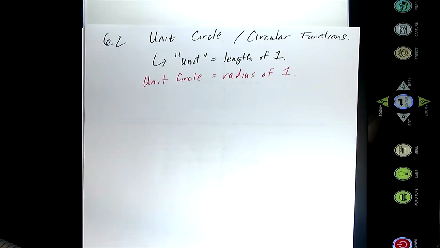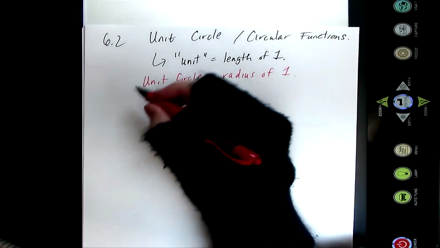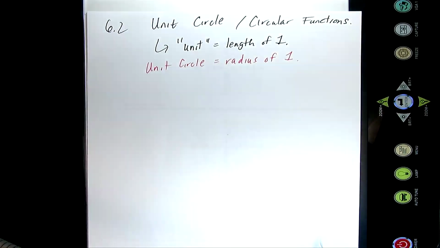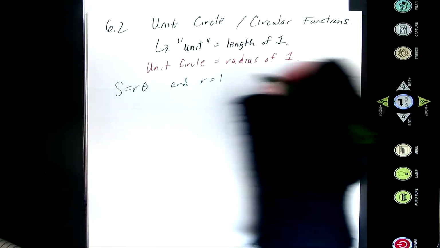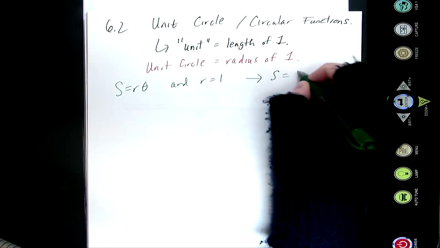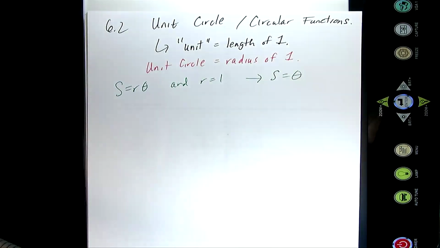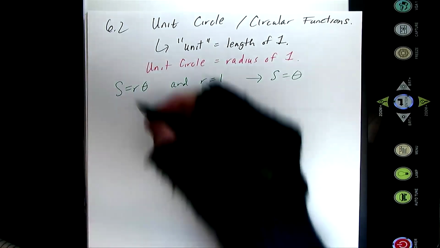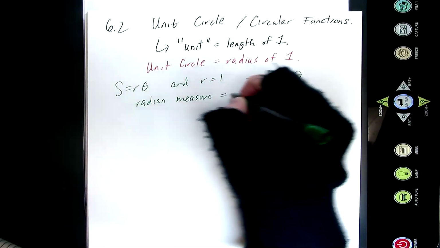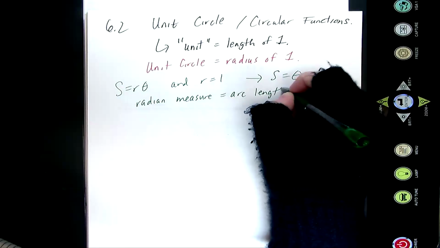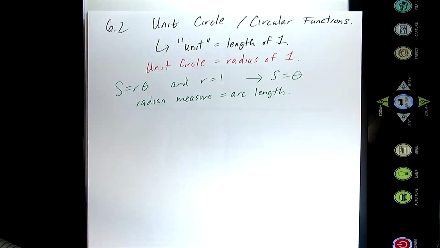I really hate that they do this, because I don't think I've ever used it, but who knows? I'm not an engineer, maybe you'll use this. So if s equals r theta and r equals 1, that means s equals theta. The radian measure equals the arc length. Now, that's neat in my head, but that's more of a Jeopardy question to me.